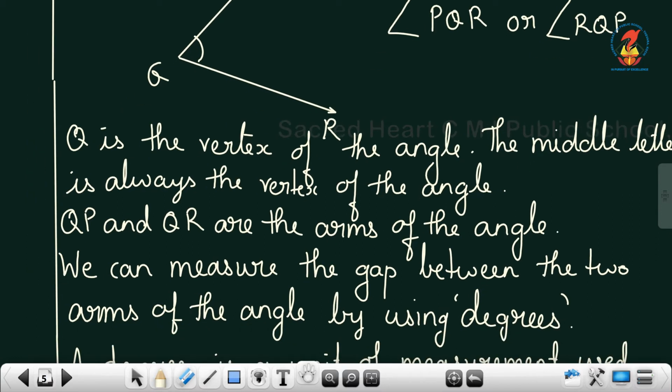Then, we can measure this angle using a protractor. Have you ever seen a protractor? I'll show you a protractor. And for measuring, we use a unit. For everything, we need a unit, isn't it? You measure a book. What is the unit there? Centimeter, isn't it? You measure the height of a wall. What is the unit there? Meter. Same like that, when you measure an angle, you have to give a unit for it.